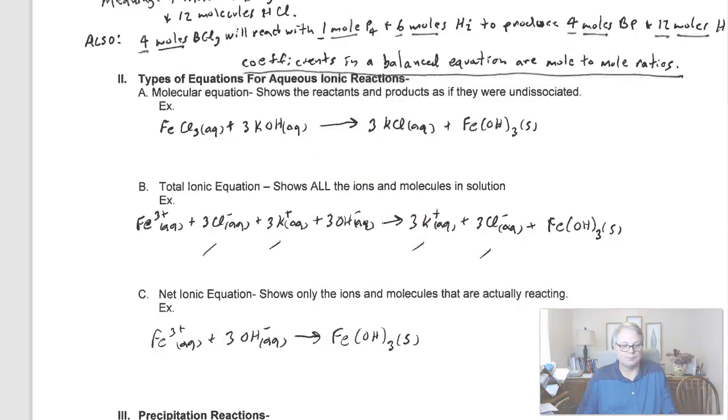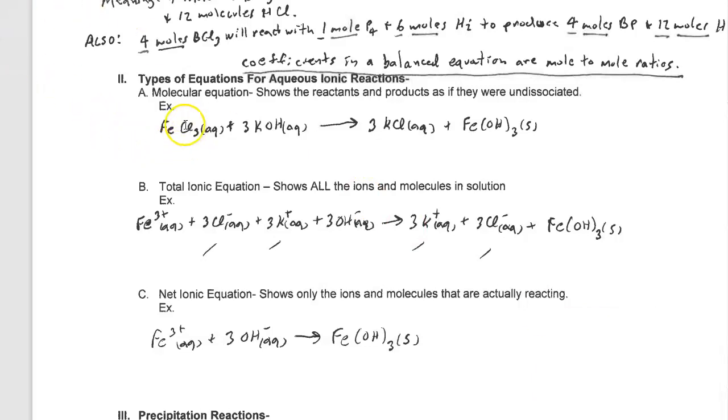So for example, this is iron 3 chloride. I know that you know why it's iron 3 chloride, because you know how to name compounds. That's soluble, so this is aqueous. Plus 3 potassium hydroxides, that's aqueous as well, dissolved in water. When those come together they form 3 potassium chlorides, aqueous, and iron 3 hydroxide, which happens to be a solid. It's not soluble. We'll talk about why in a little bit. It just is for now. Okay, this is a molecular equation.